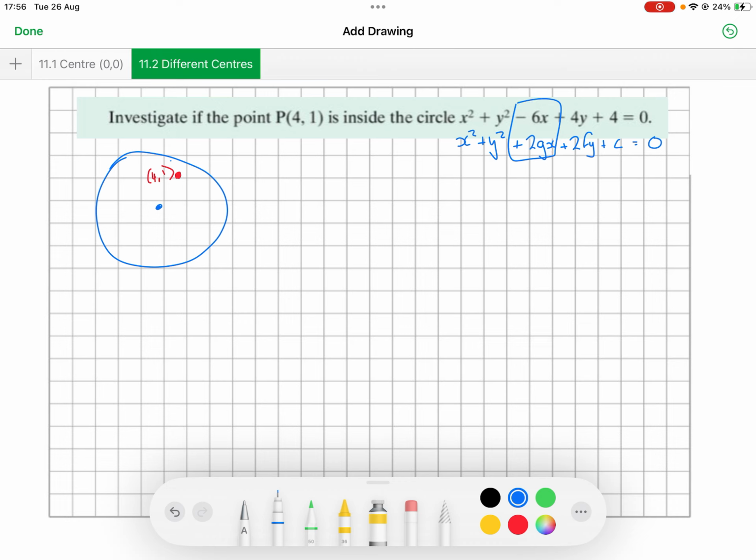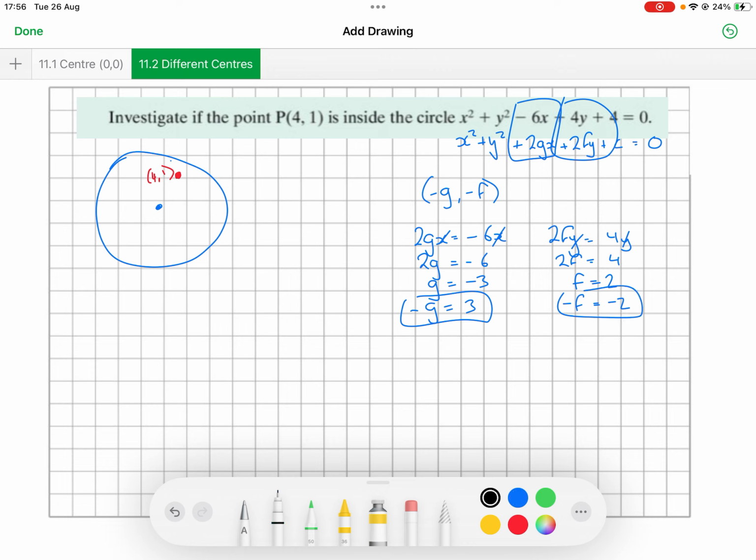So I want to find the centre. I know my centre is (minus g, minus f), again in the log tables. So I know that from equating my coefficients up here, 2gx is equal to minus 6x. Divide across by x, you get 2g is equal to minus 6. Divide across by 2, you get g is equal to minus 3. So that means minus g is just 3. I'm going to do the same with the f's. So I have 2fy is equal to 4y. Cancel the y's, divide across. So I get that 2f is equal to 4. So f is 2, and minus f is minus 2. So the centre of my circle is (3, minus 2).